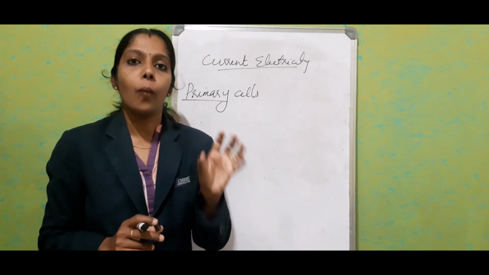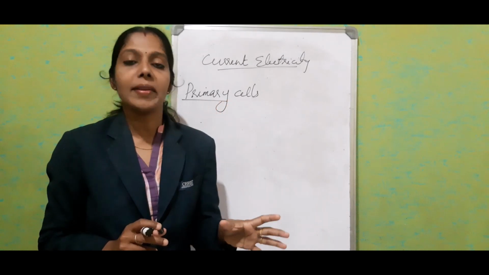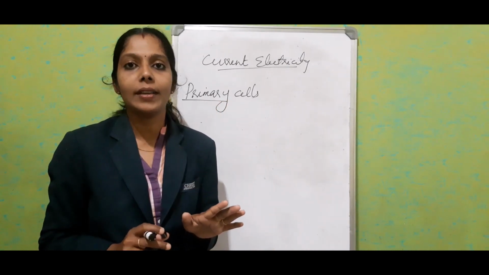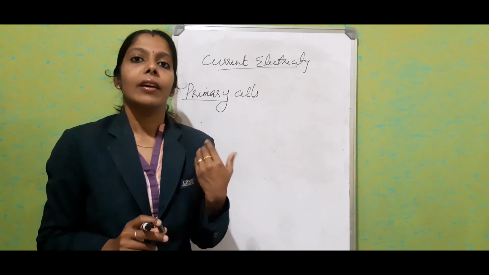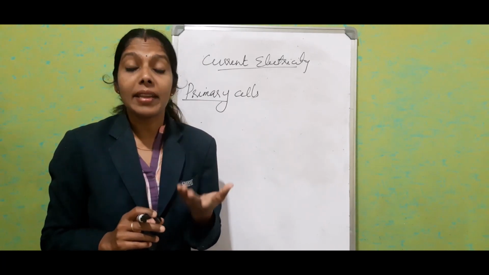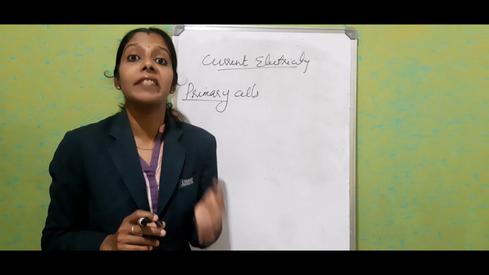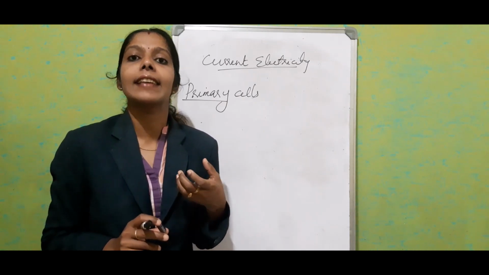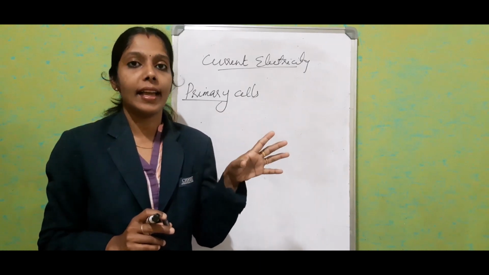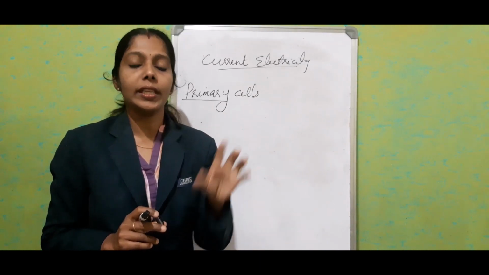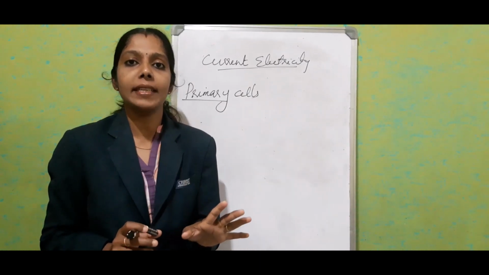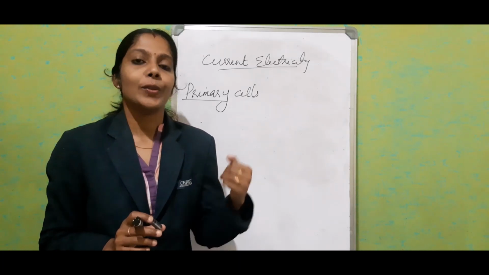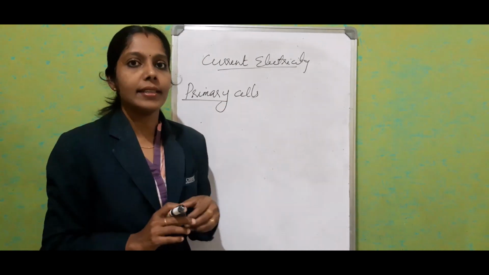Once the entire chemical reaction is over, we will not get the output as current. Or we can tell that the chemical reactions are not reversible. It is irreversible. So such kinds of cells are called primary cells. Only once we can use it. Once the charge is finished, we have to throw it away. So that is called primary cells.